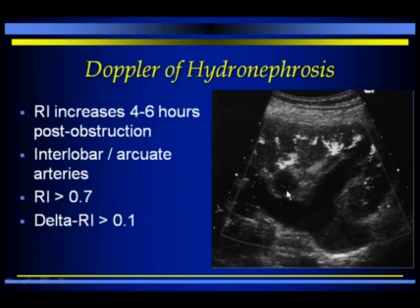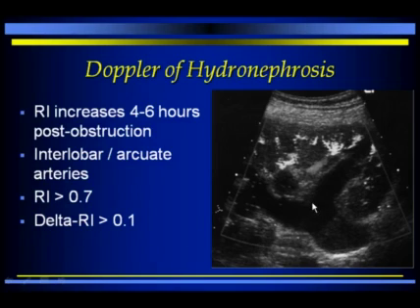Now, Doppler evaluation can actually be useful for the evaluation of hydronephrosis because, as we said, hydronephrosis can be obstructive, or it can be a false positive and non-obstructive. Turns out that the resistive index will increase in a post-obstructive hydronephrosis. So, several hours after the hydronephrosis onset, if you do a Doppler, you'll see elevated resistive indices, often over 0.7, and a delta RI, the difference in RI between the two sides, is usually greater than 0.1.